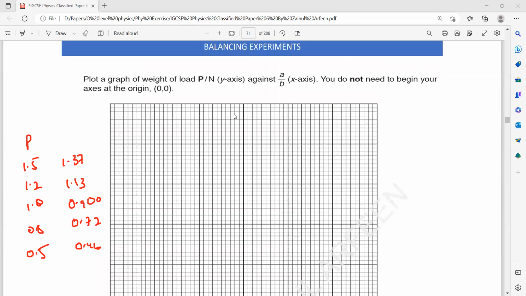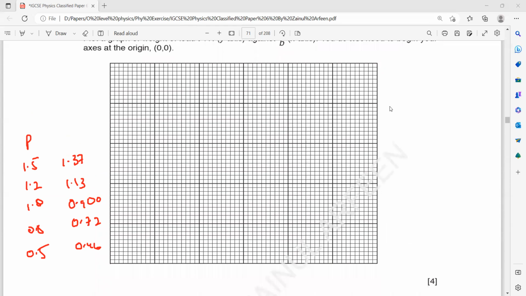Then we have to plot a graph between the load P on the y-axis and A over B on the x-axis, and you do not need to begin the axes from origin. So we don't have to start from origin. So the value of P is starting from 0.5 and ending at 1.5. So I can select 0.5, 0.6, 0.7.